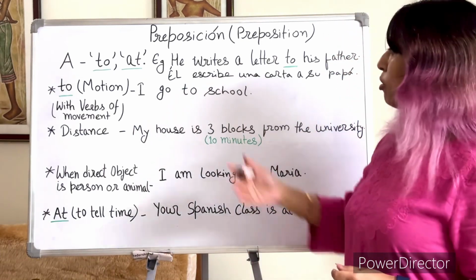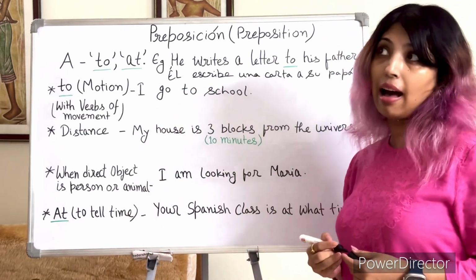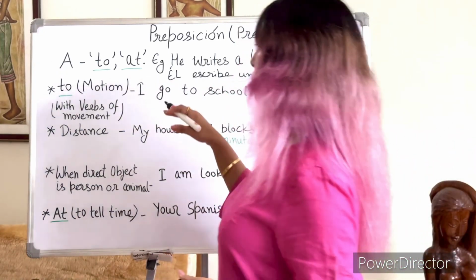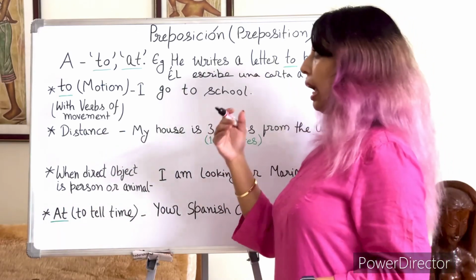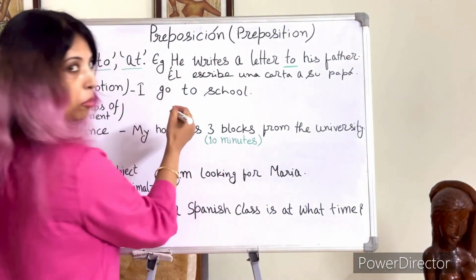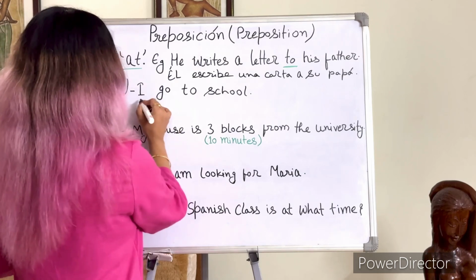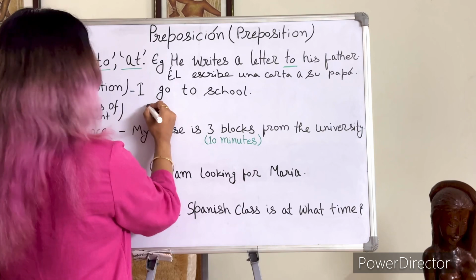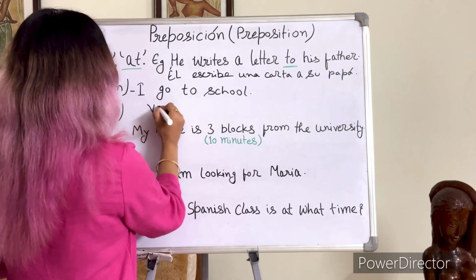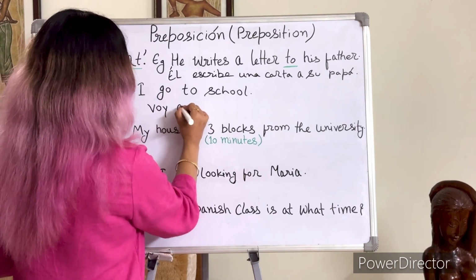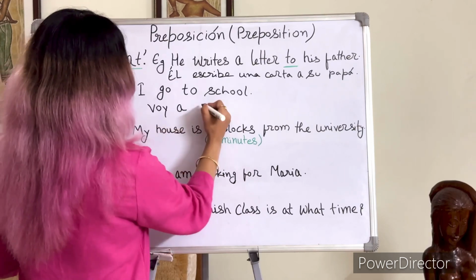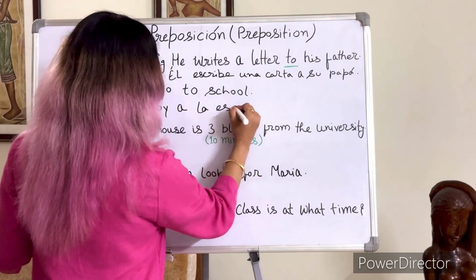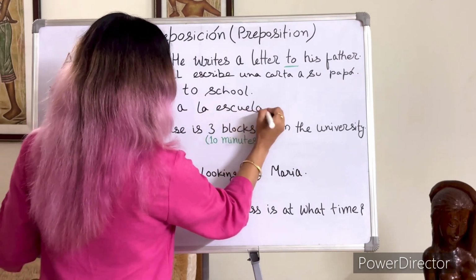And another verbs of movement would be llegar or volver. So with verbs of movement you are supposed to use a preposition. Here I am going to use ir verb. So I go to school. Yo form conjugation of ir verb would be voy a. Then a preposition. Voy a la escuela. Voy a la escuela.